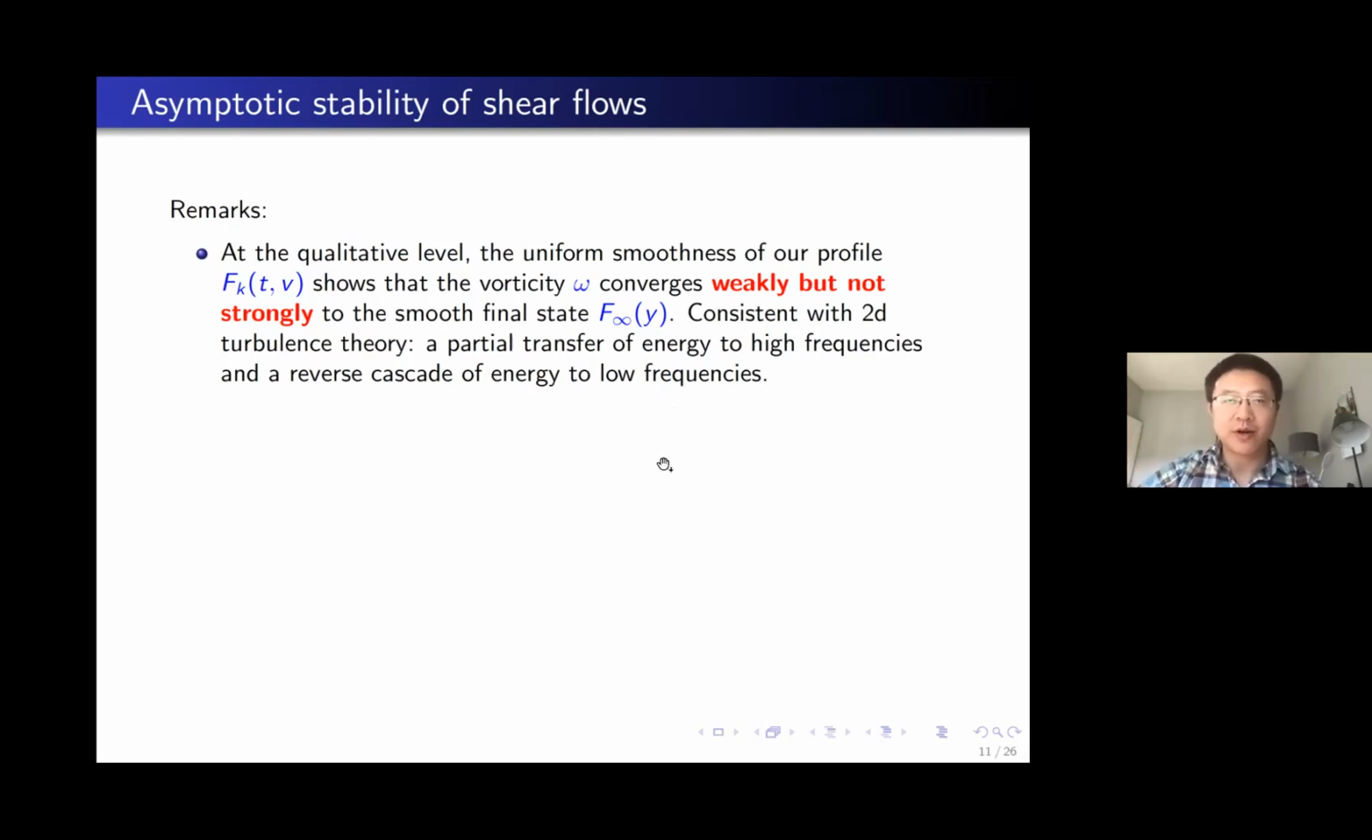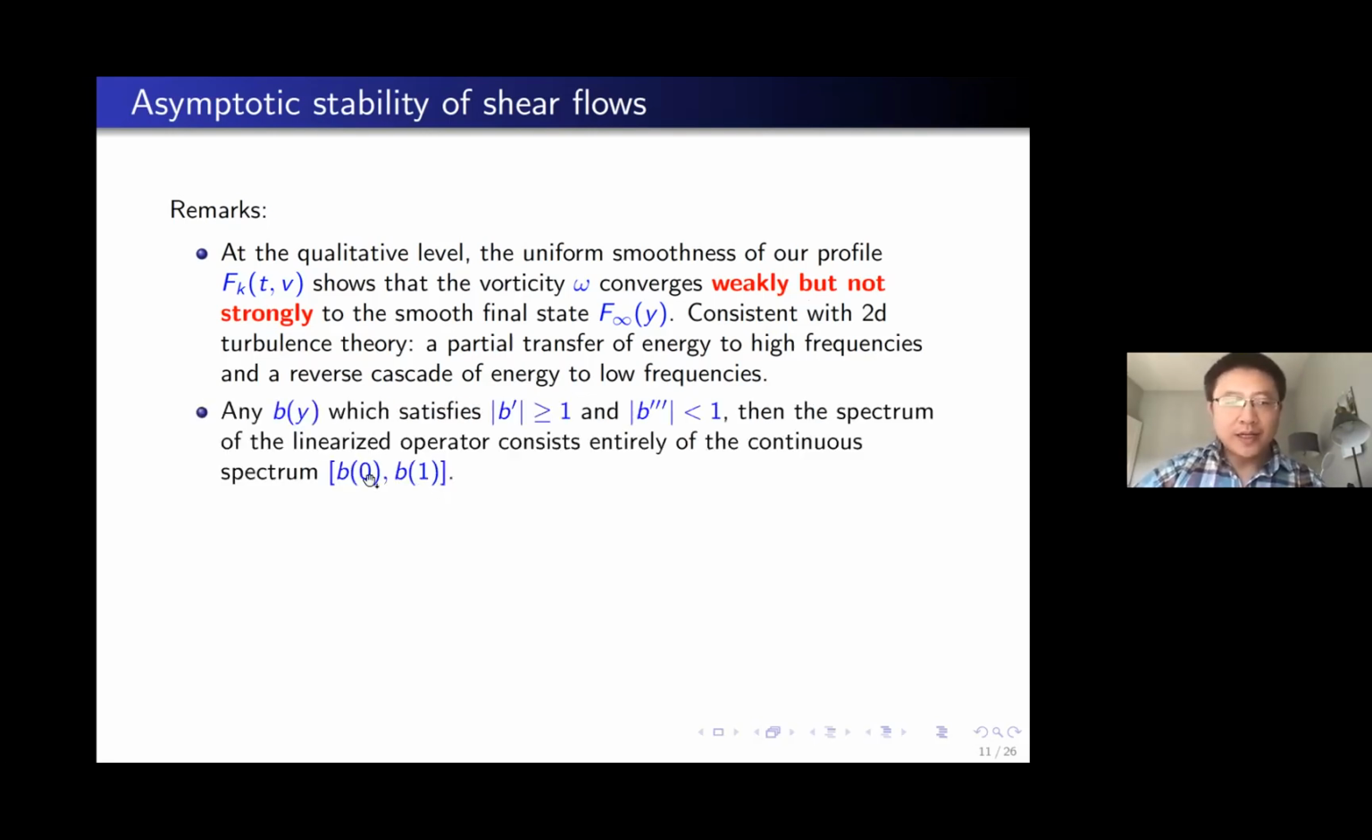So this is a kind of violent relaxation process. And this is consistent with the 2D turbulence theory. So 2D turbulence theory predicts a transfer of energy to high frequency, but also a reverse transfer of energy to low frequency, because you have this emergence of coherent structures. And we have these spectral conditions, and the spectral conditions are satisfied by a very large class of background flows.